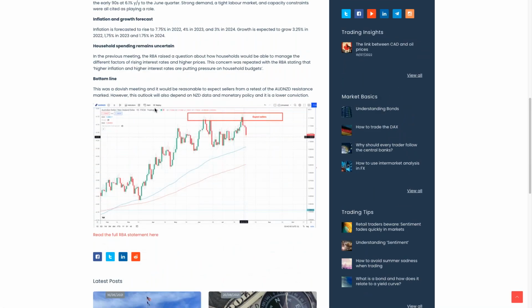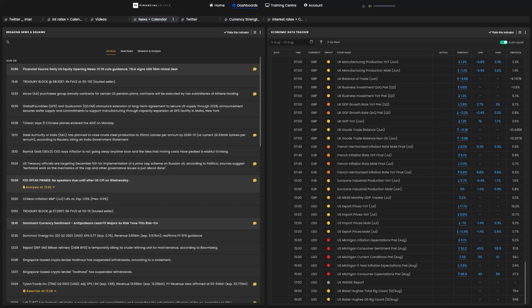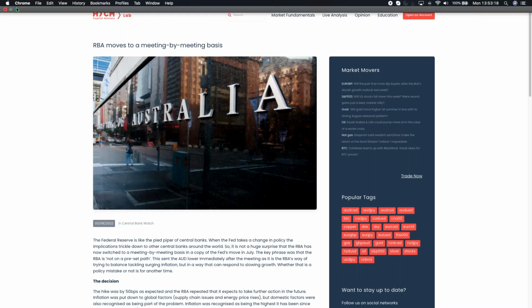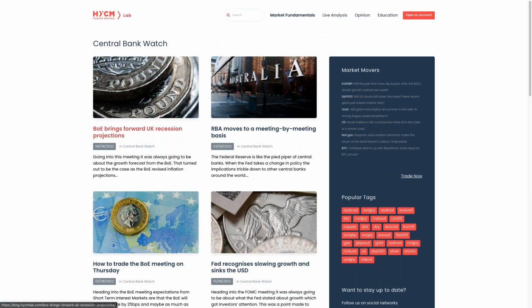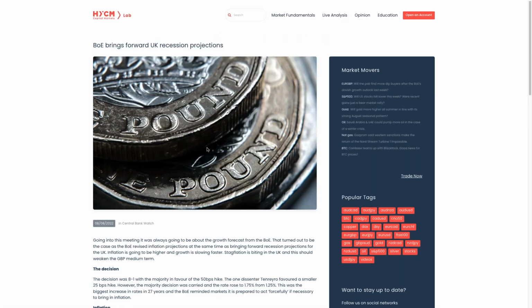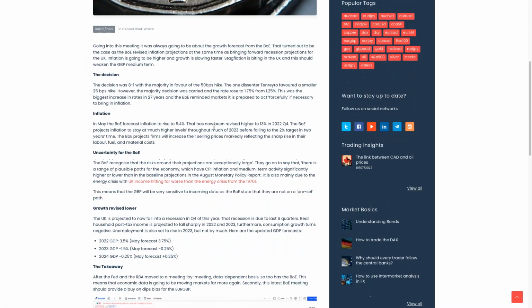It was a bit of a dovish meeting that we saw out of the last RBA meeting, and we did see a more dovish BOE meeting as well. Look at the BOE, a very dovish meeting. It was always about the growth forecast going into the BOE, and they have revised growth lower, inflation higher, up to 13%. The recession for the UK has been brought forward from 2023 into 2022. It's also expected to last for 5 quarters.